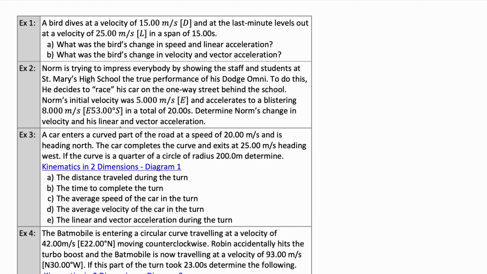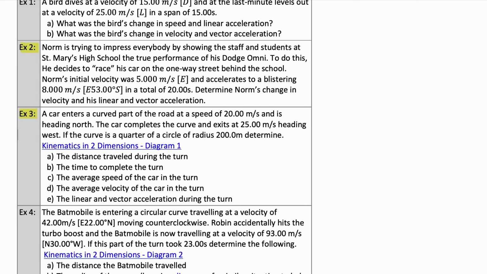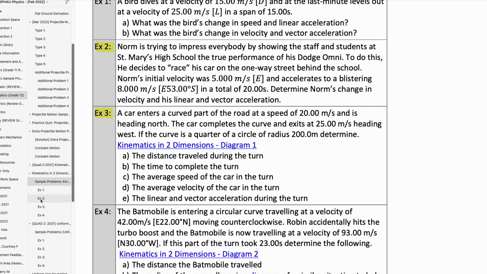Okay, so next I want you folks to take a look at example number 2 and try example number 3. Now, of course, I do have the pre-made solutions, and those can be found over here and here. And then we will take those up later.